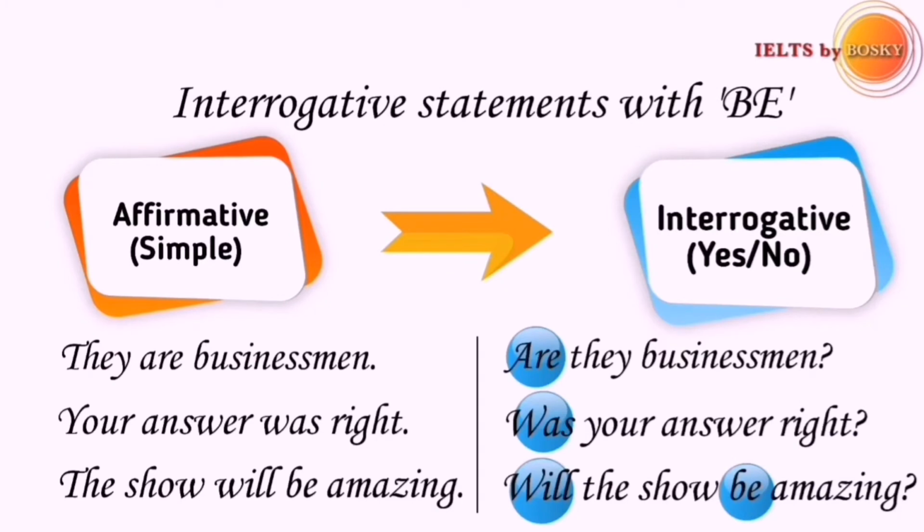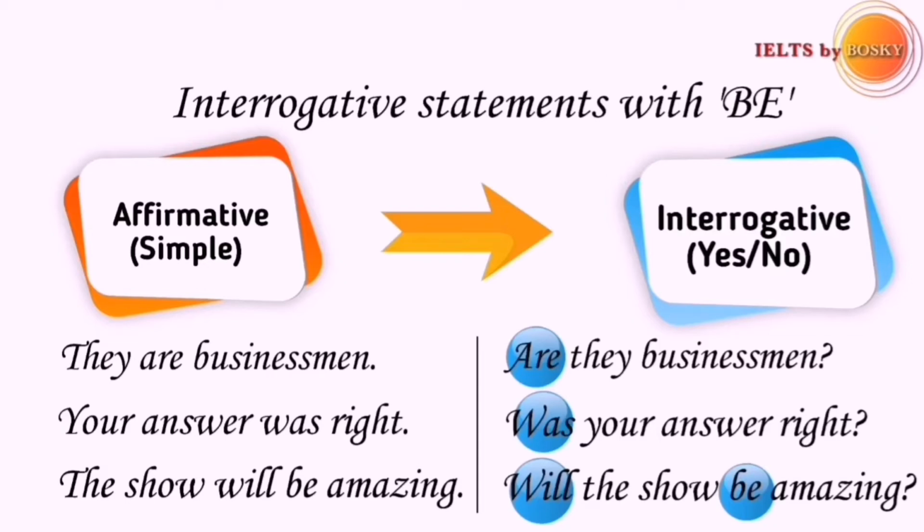Now let's look at the formula how to make question statements from simple statements. In order to make question statements by using be, we need to use be words in the starting of a sentence. For example, they are businessmen. Are they businessmen? Your answer was right. Was your answer right? The show will be amazing. Will the show be amazing?